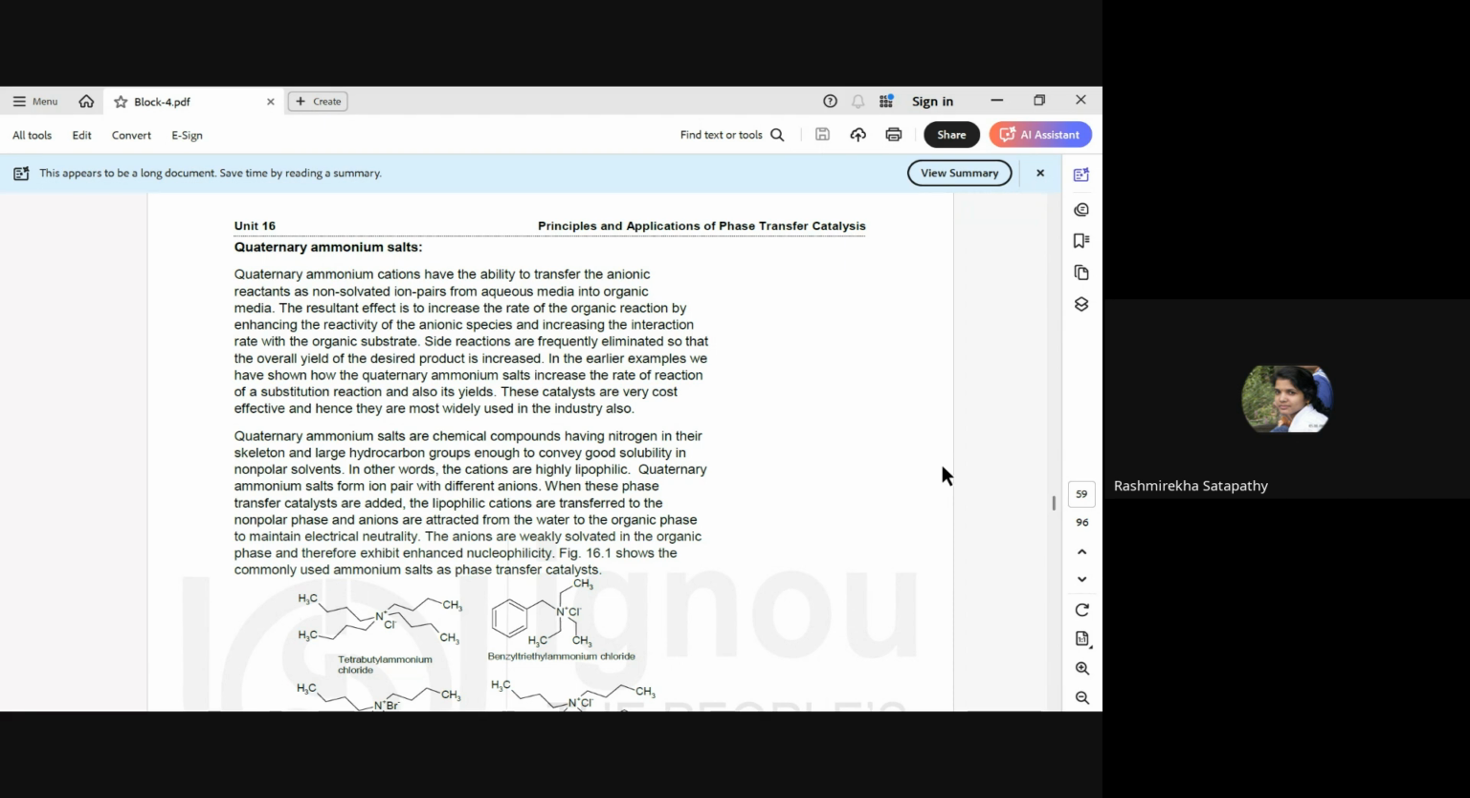When these phase transfer catalysts are added, lipophilic cations are transferred to the non-polar phase and anions are attracted from the water to the organic phase to maintain the electrical neutrality. The anions are weakly solvated in the organic phase and therefore exhibit enhanced nucleophilicity. So these are the commonly used ammonium salts as phase transfer catalysts.